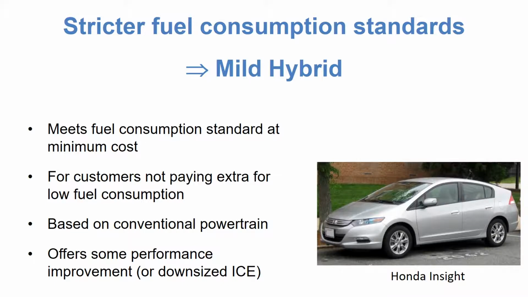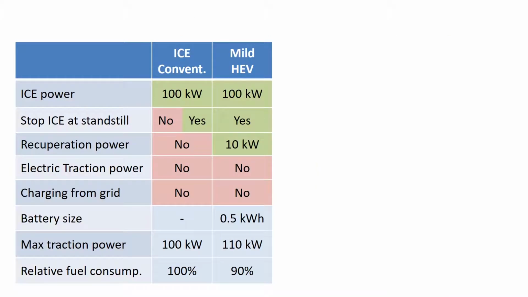Of course, the extra power from the electric machine can just as well allow downsizing the combustion engine while maintaining the performance of the conventional car. Like I said, the mild hybrid is based on a conventional combustion engine powertrain. The engine typically has the same power as the corresponding conventional vehicle, here 100 kilowatt.